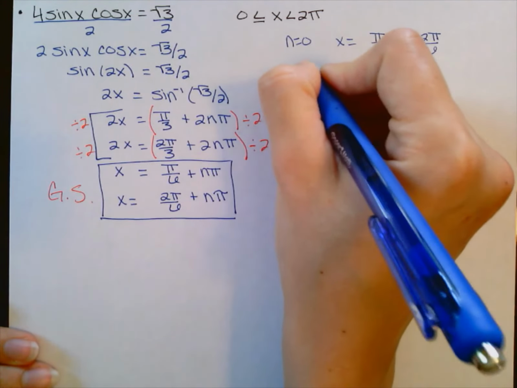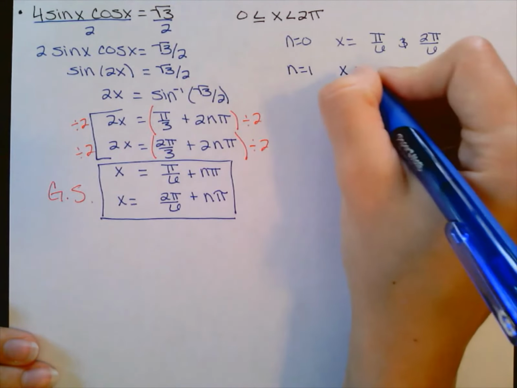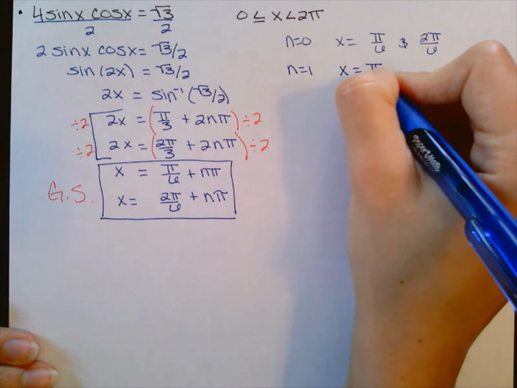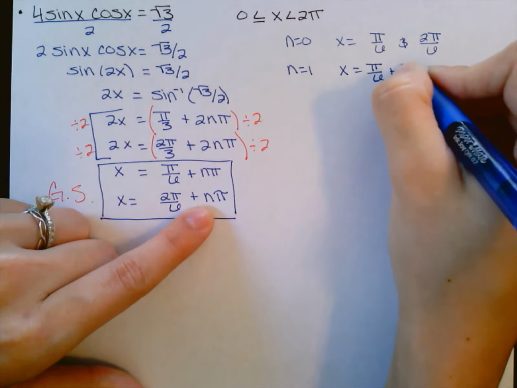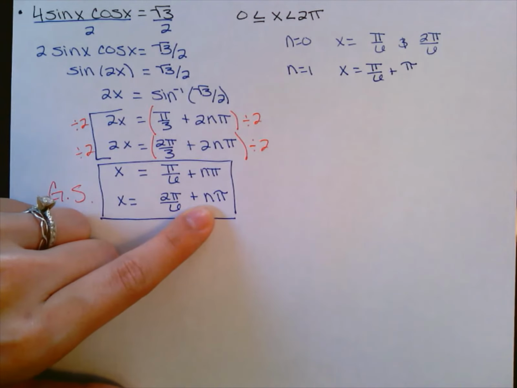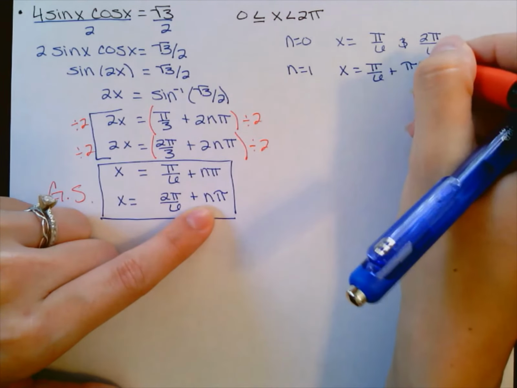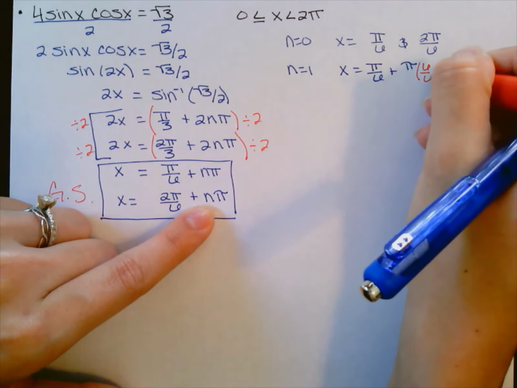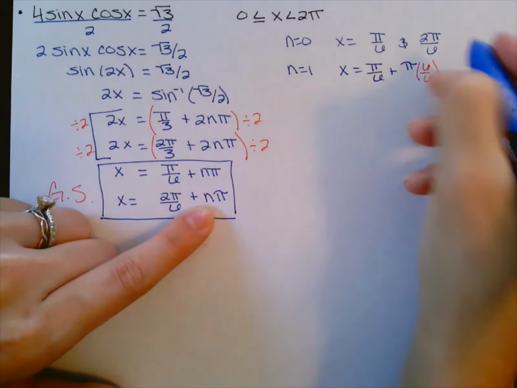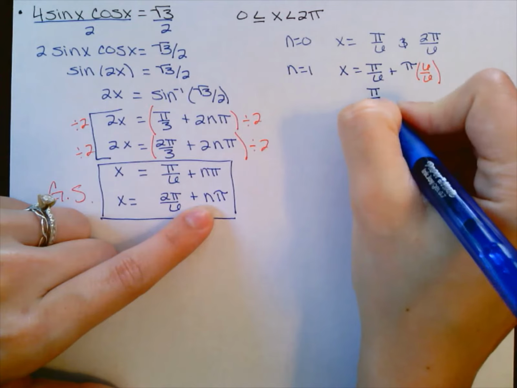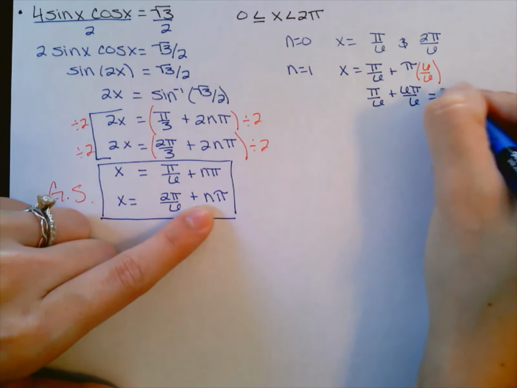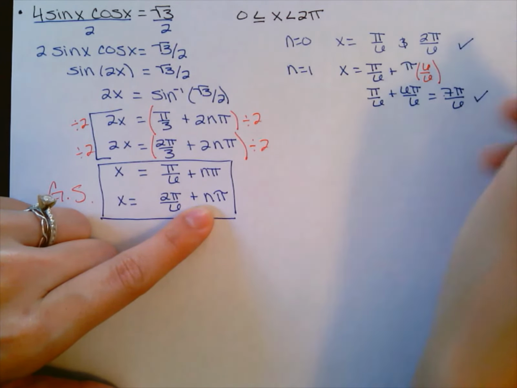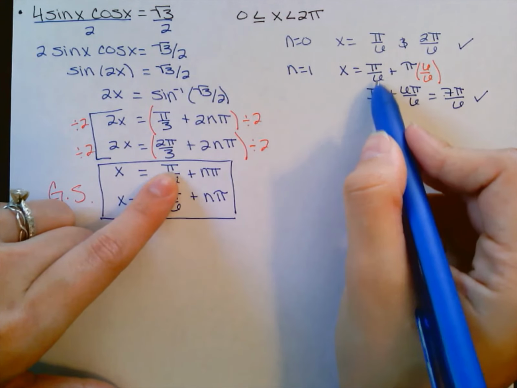So when n equals 1, I'm going to do one at a time. I'm going to add 1 pi. Okay? I need a common denominator. So I'm going to multiply this by 6 over 6. And now I'm saying pi over 6 plus 6 pi over 6. This gives me 7 pi over 6. I'm less than 12, so these work. Okay? Now, I did it to pi over 6 when n was 1.